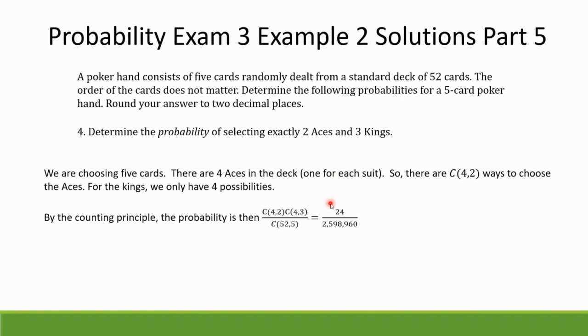And from that, the probability would be C of 4, 2 times C of 4, 3. That product is actually 24, divided by C of 52, 5, which is this. So that's what the probability there would be. Good. Are there any questions on that?